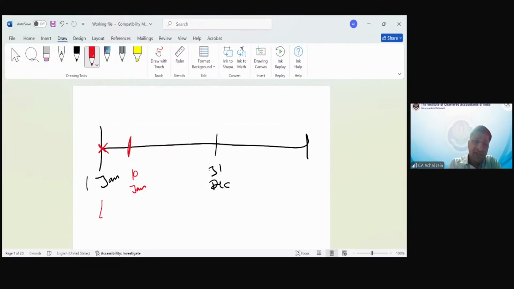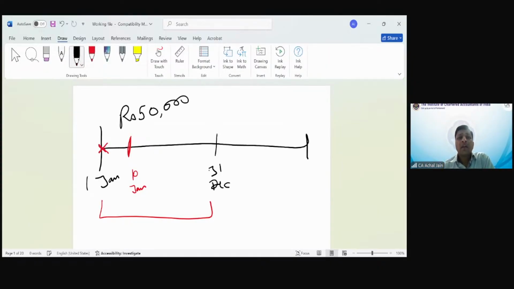So what is the period which they have covered? This 1st January to 31st December. And let's suppose they have paid a premium of rupees 50,000. Now tell me, is this transaction one which is taking place after the balance sheet date? No. So will this fall under the purview of AS4? No. Correct? Clear on this? Yes.